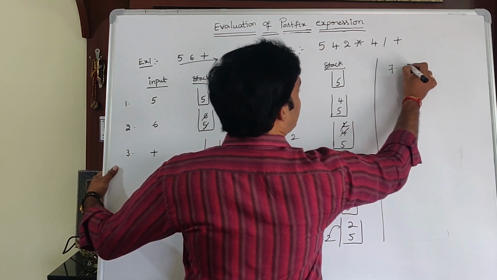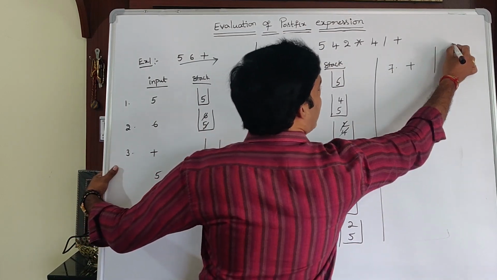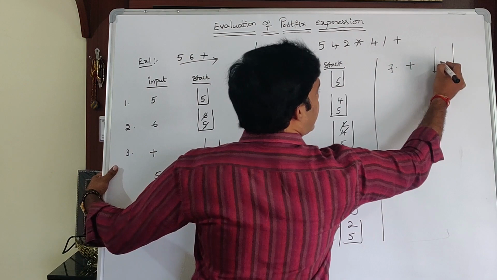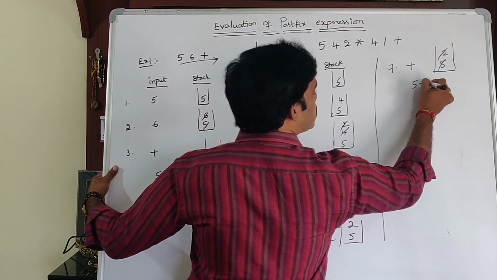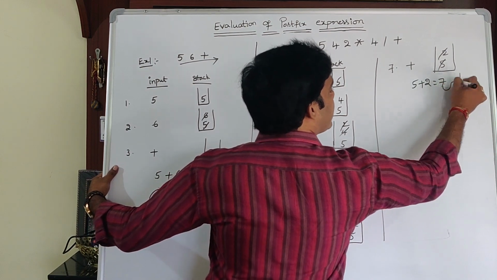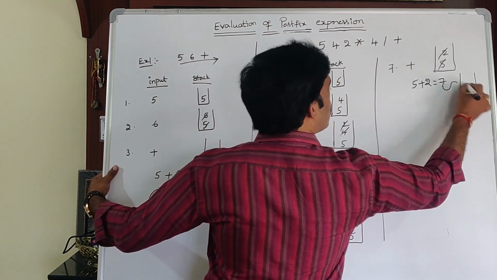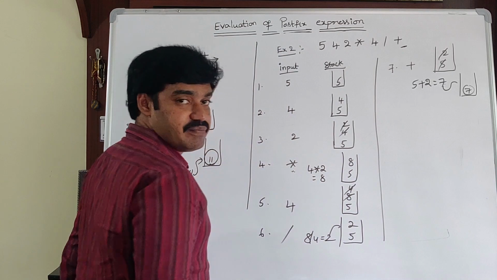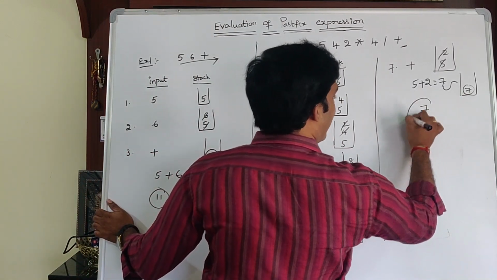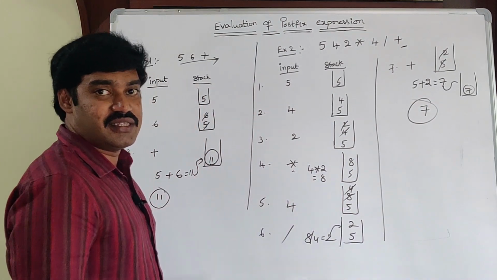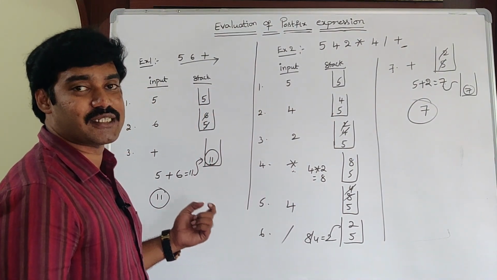Next, the seventh one is plus. Plus is an operator, and the stack contains 5 and 2. Pop these two and apply that operation. 5 plus 2 is 7. Push this 7 into the stack data structure. Our expression ended. When an expression ends, the value in the stack is the final result. So the value is 7. This is the way to evaluate the postfix expression.